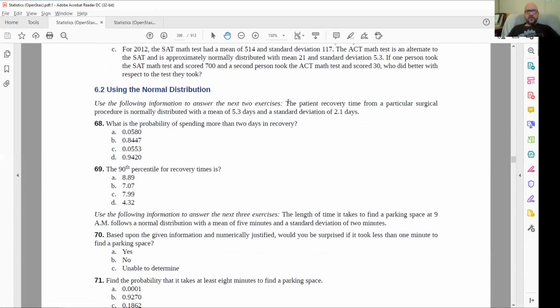Okay, so patient recovery time from a particular surgical procedure. Did we do this one before? I feel like we used this setup before. It has a mean of 5.3 days and a standard deviation of 2.1 days. What's the probability of spending more than 2 days in recovery?